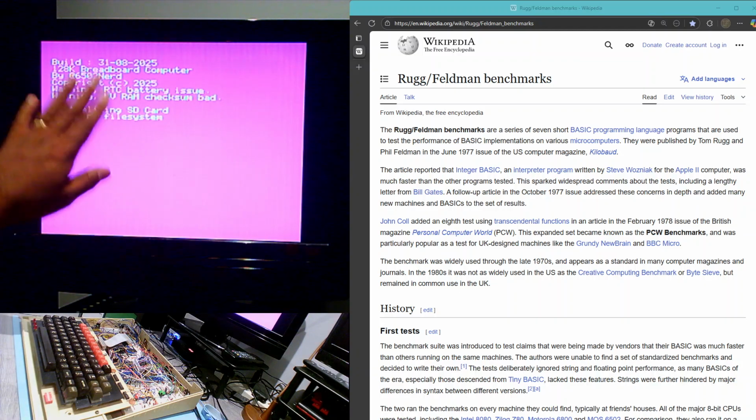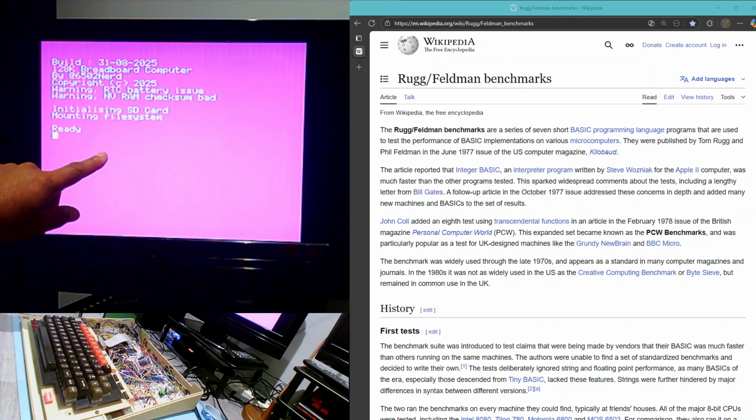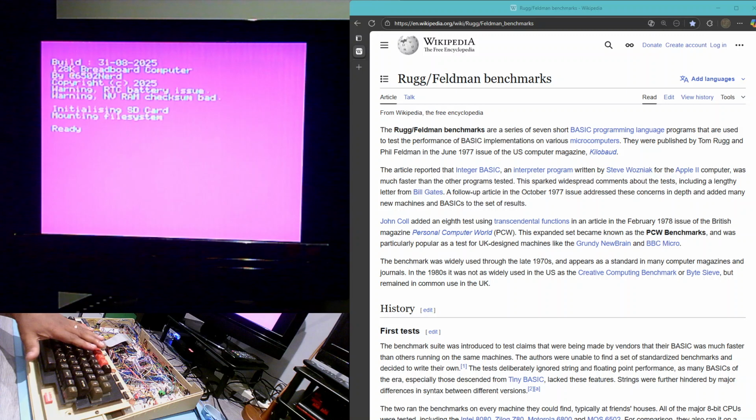One is the homebrew computer on a regular TV LCD screen outputting composite video. And here is another view of the homebrew, so you can see that I'm actually running it on real hardware rather than emulation.